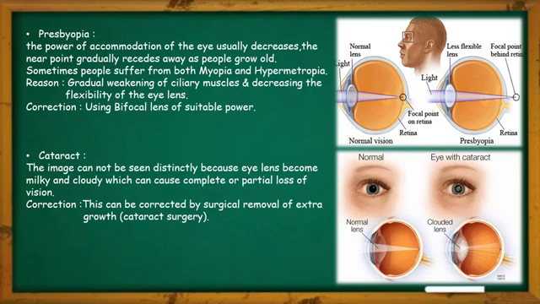So how can it be corrected? This can be corrected by surgical removal of the extra growth, or by removing the whitish layer which is created on the outer part of our eye, which is commonly called cataract surgery. With the help of laser surgery or cataract surgery, we can remove that whitish layer formed in front of our eye, and this kind of eye disease can be corrected.